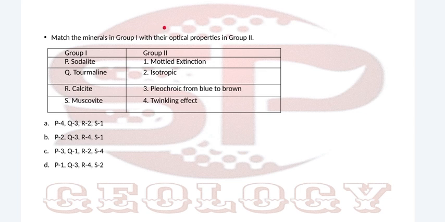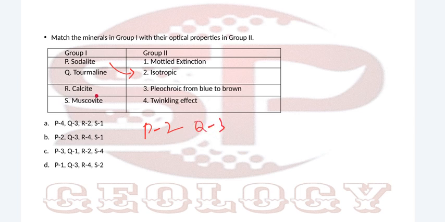Then the minerals of group 1 with their optical properties. This is sodalite. Sodalite is a mineral that belongs to the isometric system, so it will be isotropic. So it will be 2. Tourmaline is very important, it shows pleochroism. So pleochroic is tourmaline, which shows pleochroism from blue to brown.